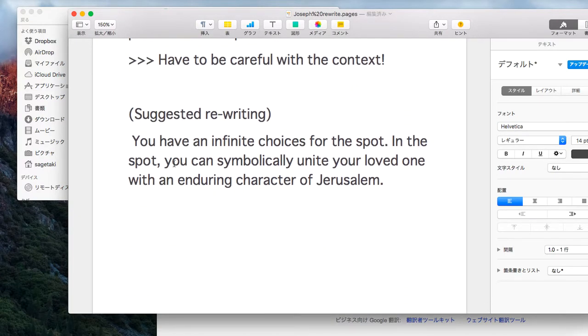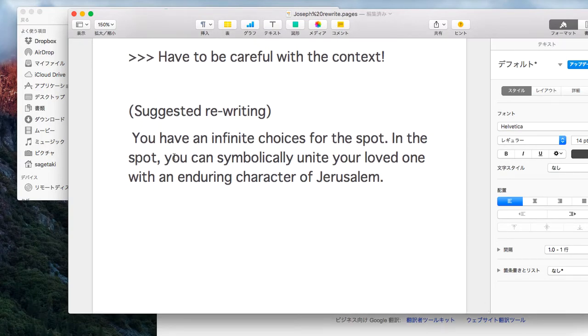My suggested rewriting will be this: you have infinite choices for the spot. In the spot, you can symbolically unite your loved one with an enduring character of Jerusalem. In this way, I avoided the WH conjunction. So the context is all right, structurally all right, everything is all right. It's not really difficult, is it? I think you can do it.